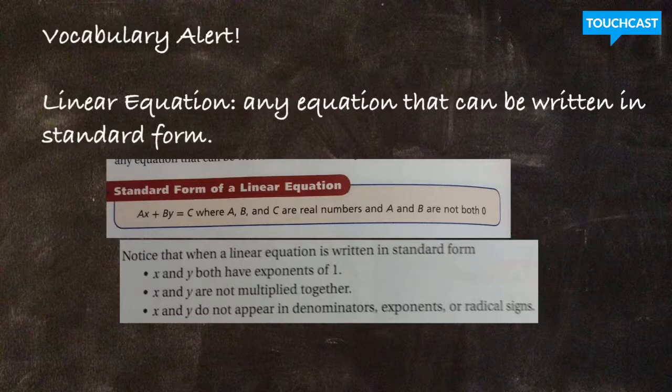Now there are some conditions to standard form. Those conditions are that x and y both have exponents of 1, x and y are not being multiplied together, and x and y do not appear in denominators, exponents, or radical signs, like square roots or cubed roots.